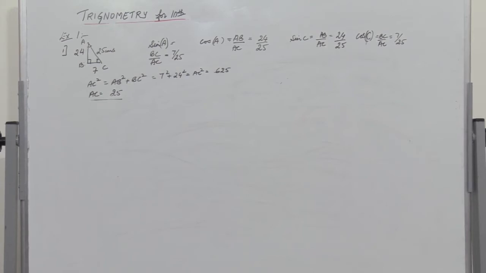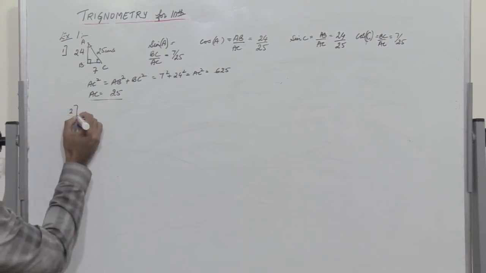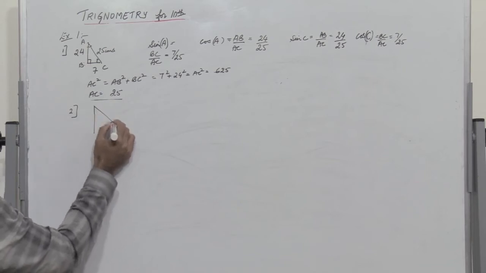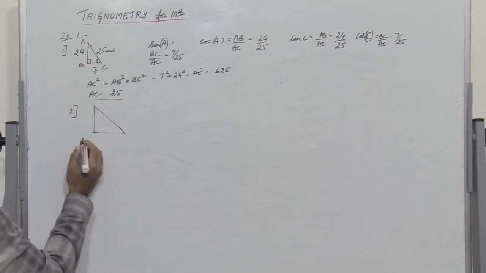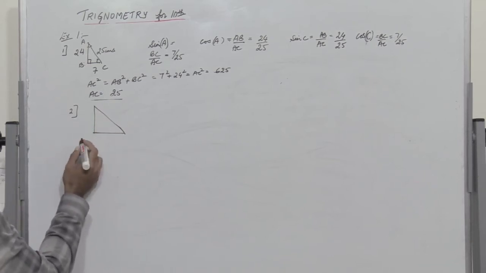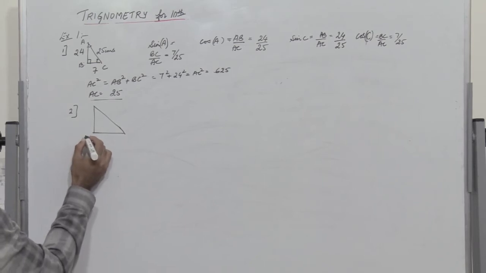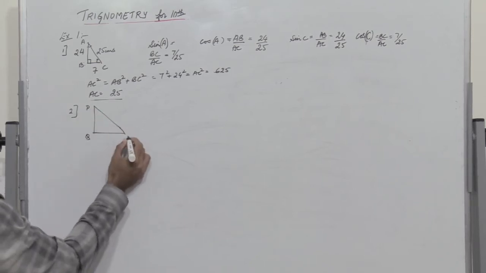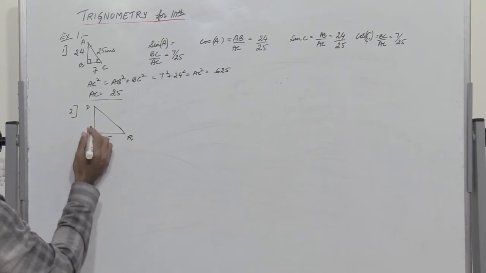So the next problem: given a right angle triangle, the right angle triangle PQR has been given. We have P, Q and R. So this side is 5, and this is 12.